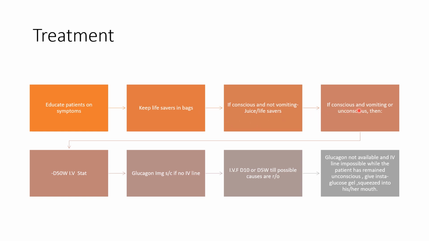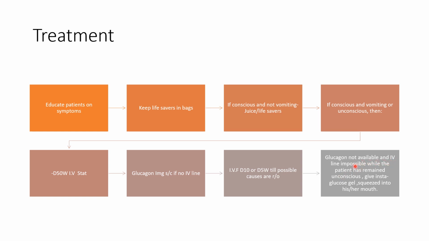If the patient is conscious and vomiting, or he or she is unconscious, then the story will change. We have to look for something intravenously. D50 will be welcome here. You can give your glucagon if this person is on a journey. You are hiking somewhere in the bush, or on top of a mountain, and nobody's there with D50, no IV line, but you have glucagon and your needle and syringe, just 1 milligram subcutaneously. Or you have the IV fluid and D50, but you cannot get the IV line, then go for glucagon. You can give IV fluid D10 or D5 till possible causes are ruled out.